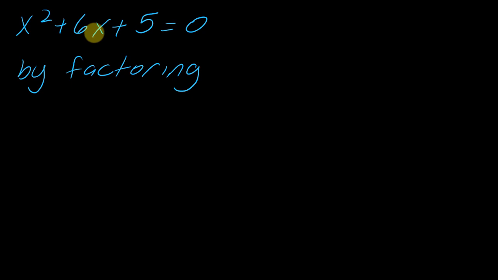Okay, so what we're going to do is talk about how to solve this problem here, x squared plus 6x plus 5 equals 0. We're going to talk about how to solve this a couple different ways using all the different techniques that are available. So the first technique that we have for solving quadratics is by factoring.